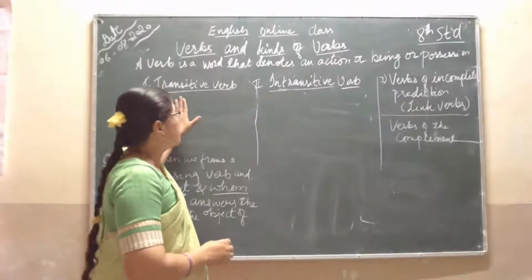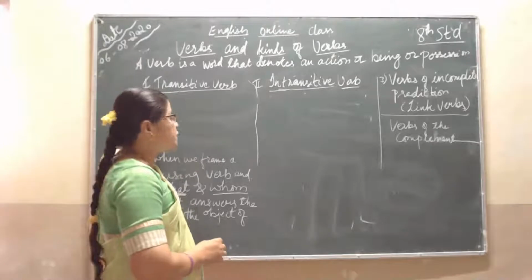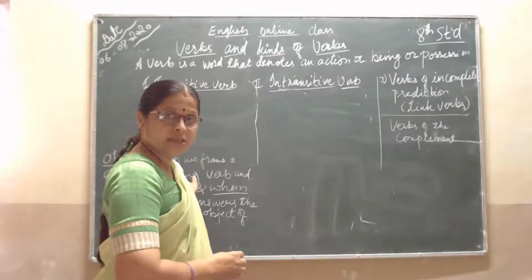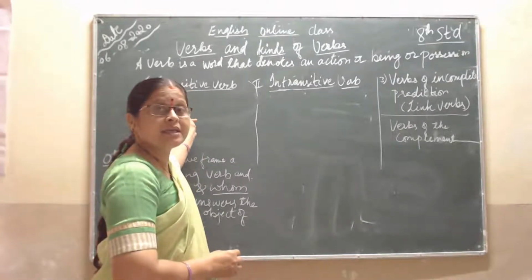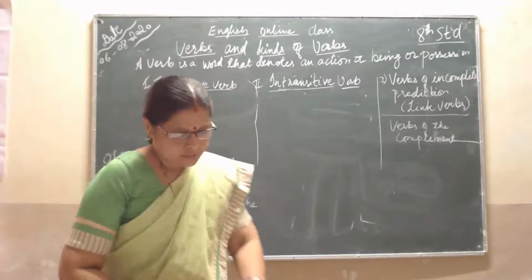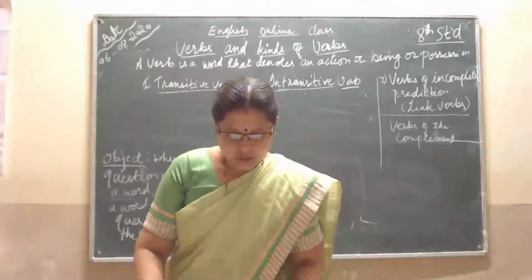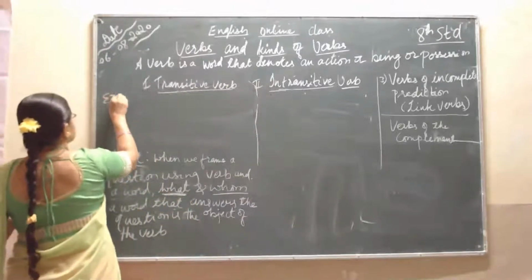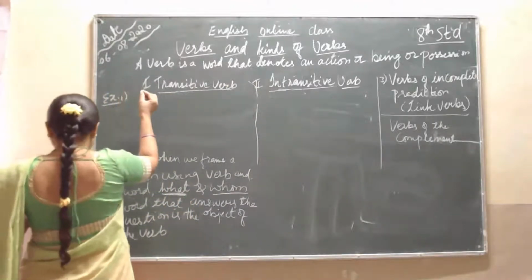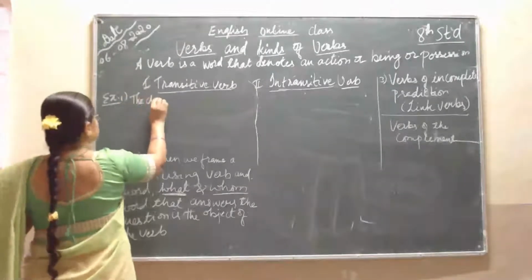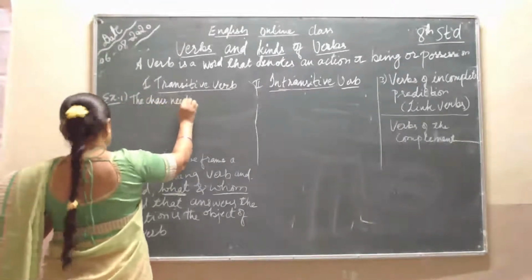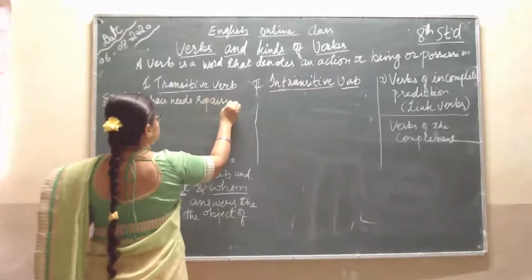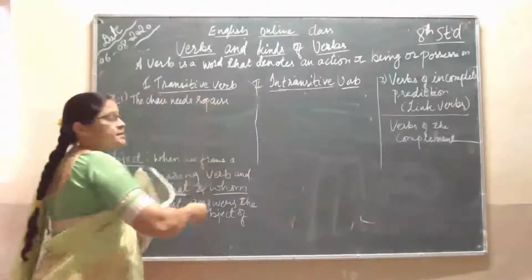We will learn about the transitive verbs. I will give some examples where we will find the verb as well as the object. Then you will understand that it is a transitive verb. So the first example is: the chair needs repairs. So this is a sentence here.